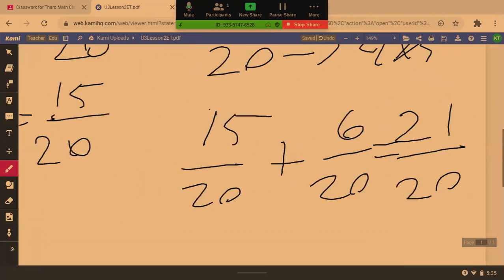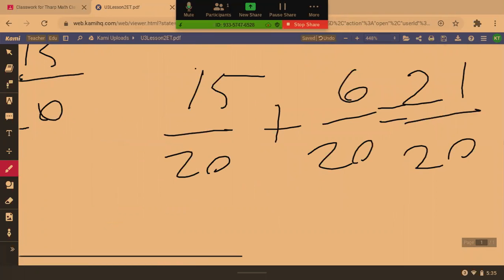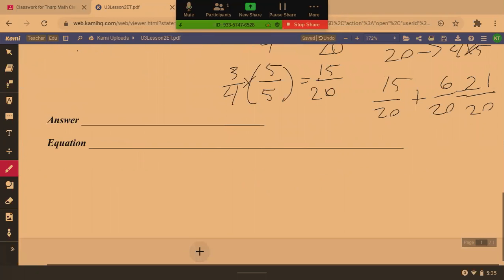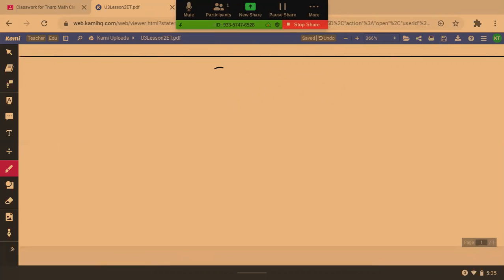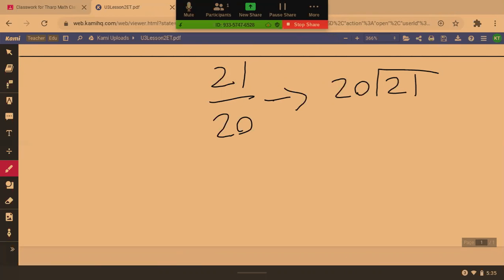Oh goodness, now I have a mixed number. Well, this is an improper fraction. It's not a mixed number yet, so let's make it a mixed number. I'm going to come down here and do it. 21 over 20. So what this turns into is this. How many times does 20 go into 21?